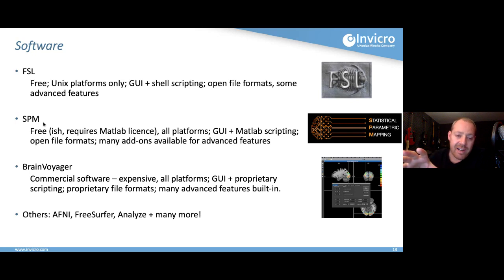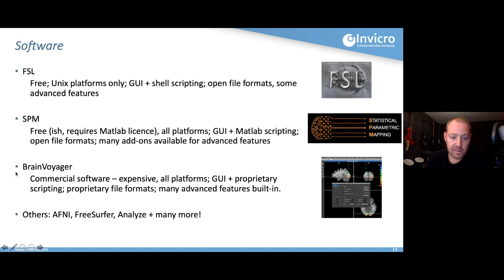Both are free, although SPM does require a MATLAB license as it runs on top of MATLAB. The one slightly annoying thing about FSL is that it only runs on Unix platforms, so that's Macs and Linux. You may be able to run it now on Windows 10 because Windows 10 runs some Unix software natively, but I've never figured that out.